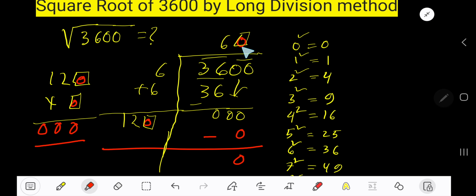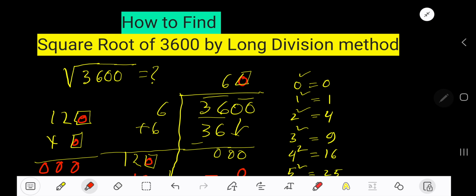To check our answer, look, we have placed here the digit 0, so 0 will come here. 120 plus 0, 120. Look here, the double of 60 is 120. So we can say that our answer is correct. So the square root of 3600 by long division method is 60.